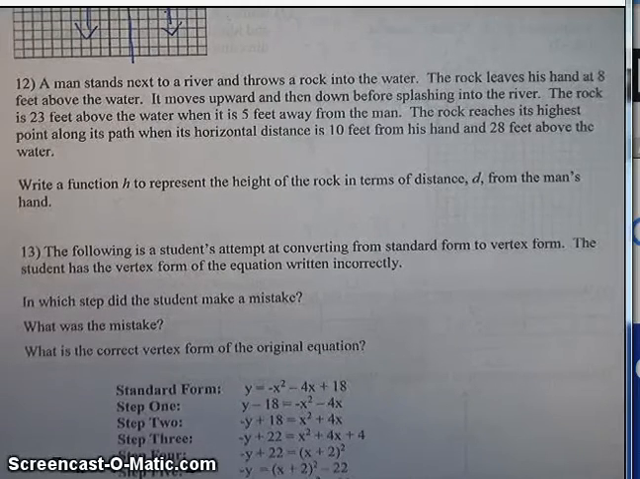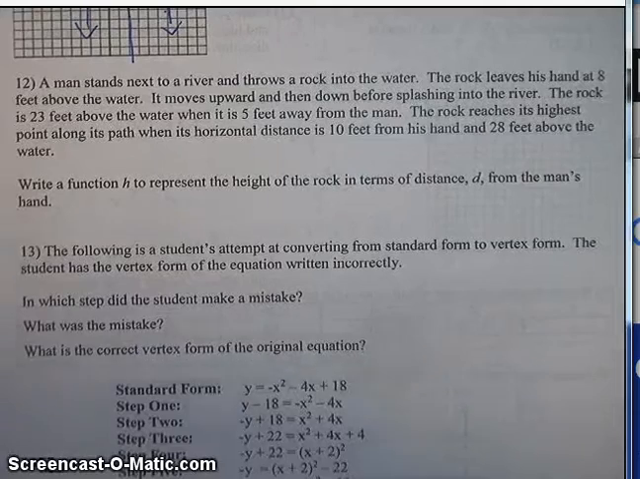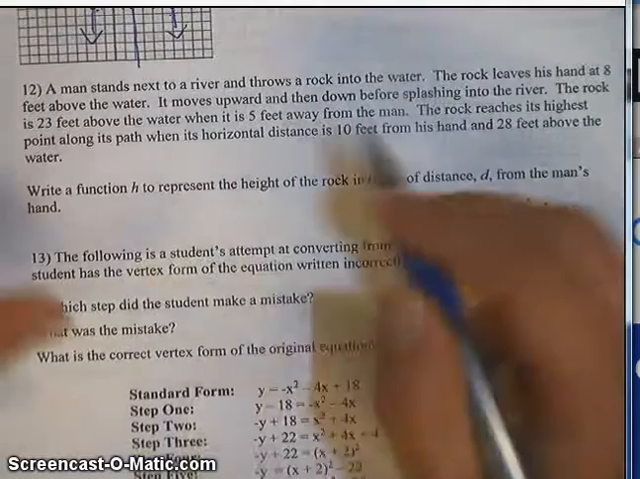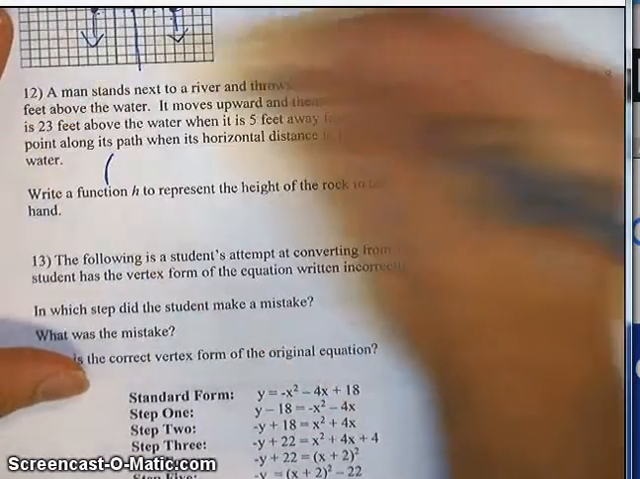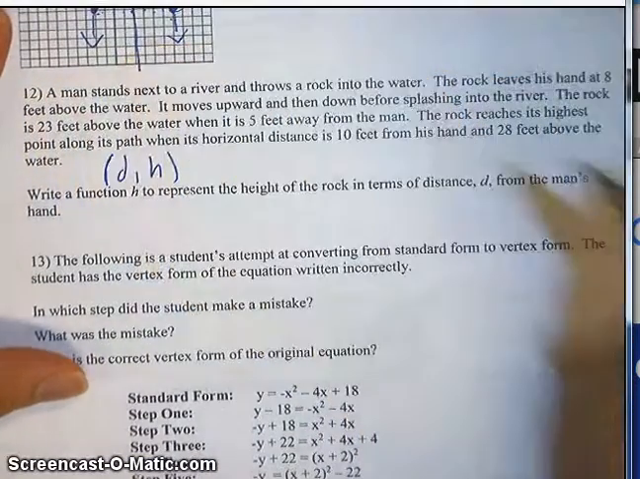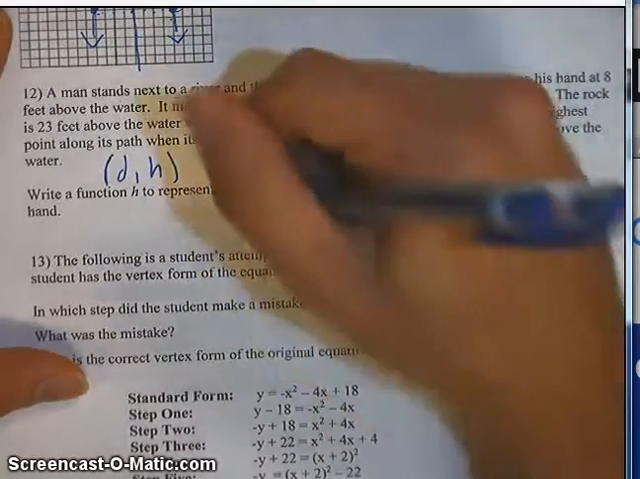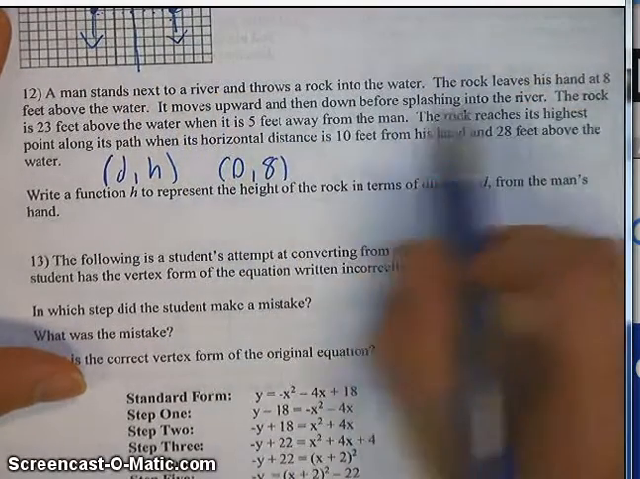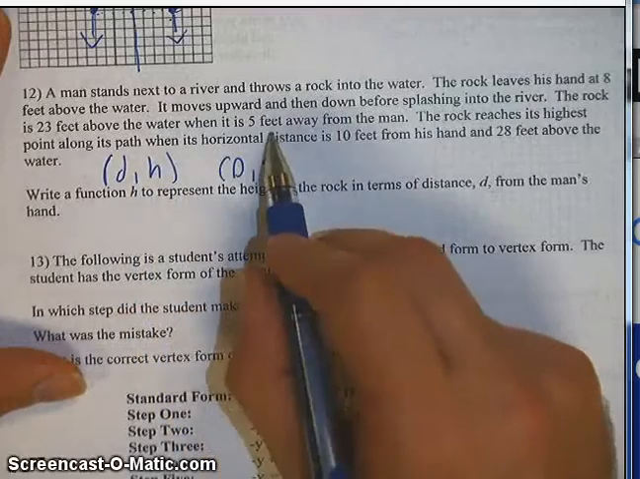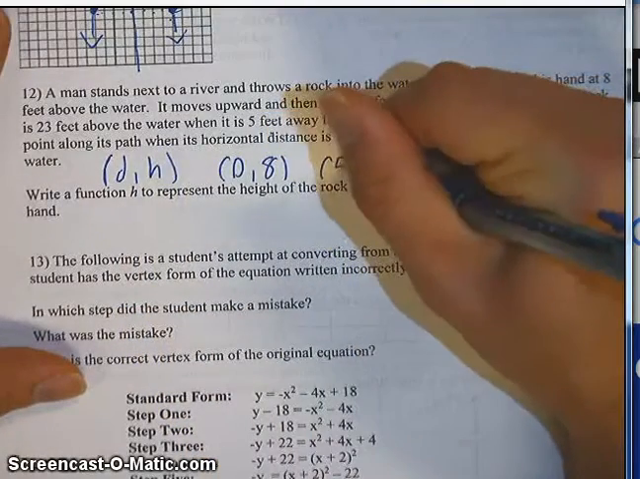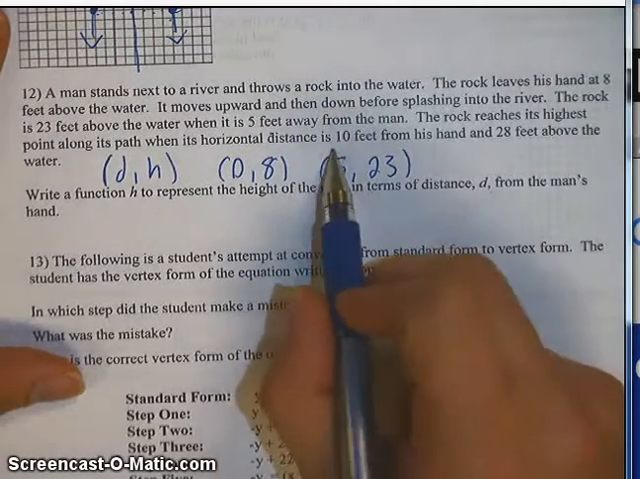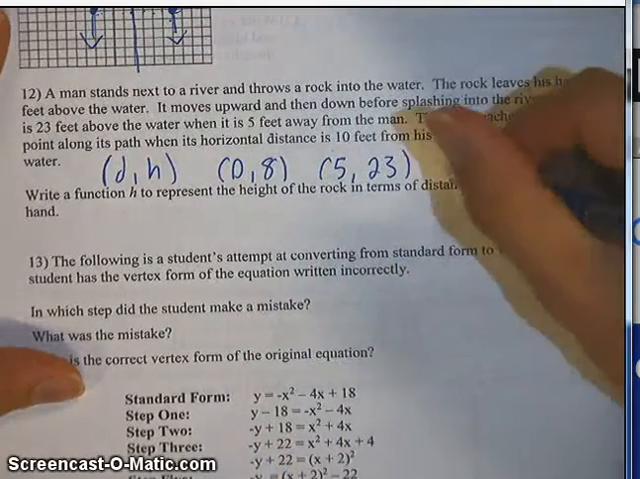Write a function h to represent the height of the rock in terms of distance from the man's hand. So here, the distance is the independent variable, and the height is the dependent variable. So I'm going to write out some coordinate points, d, comma, h. The first one, when the distance from his hand is 0, it's 8 feet above the water. The rock is 23 feet above the water when it's 5 feet away from the man, so that'd be 5, comma, 23. And then finally, 10 feet away from his hand, 28 feet above the water.